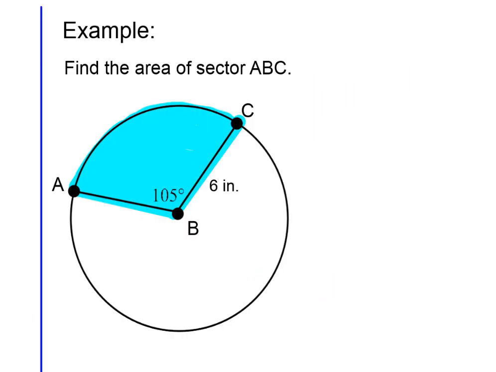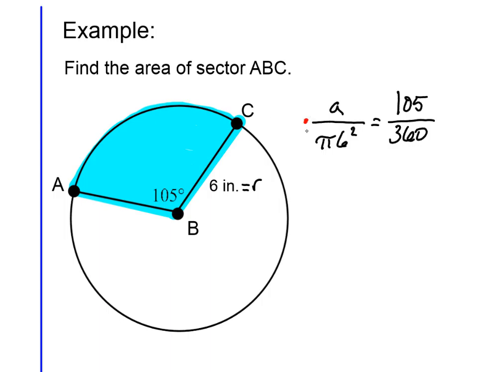Let's apply that formula to this problem here. I want to find the area of the sector for A, B, and C. Let's start by plugging in the known information. My known information is an angle of 105, and that's always over 360. We have a radius of 6, so we plug that into our area of the circle formula, and our little a will be what we're solving for.